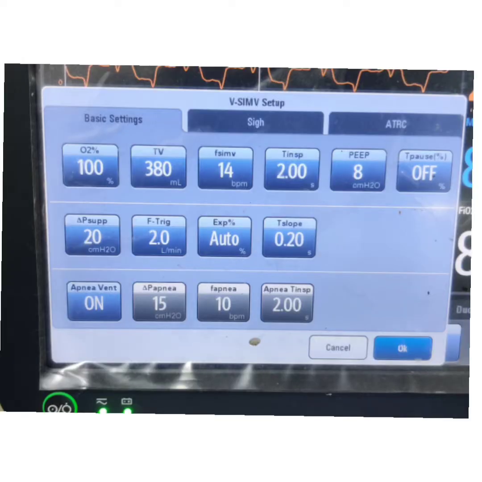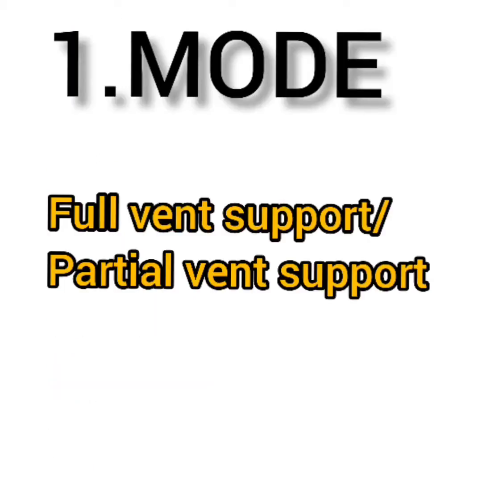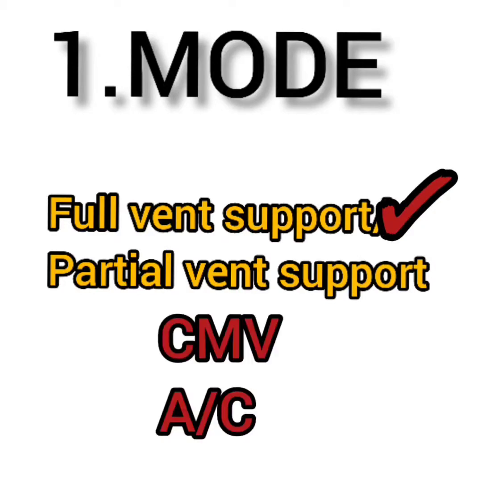If you switch on any ventilator, you will see options on the monitor like mode, frequency, tidal volume, pressure support, FiO2, PEEP, inspiratory time or inspiratory to expiratory ratio. So the first thing to select is mode. We have to decide whether to give full ventilatory support or partial ventilatory support. The most common indication for ventilatory support is either hypoxemia or CO2 retention, both of which increase work of breathing. To cut off the work of breathing of the patient, it is better to start off with full ventilatory support modes like CMV or A/C modes.